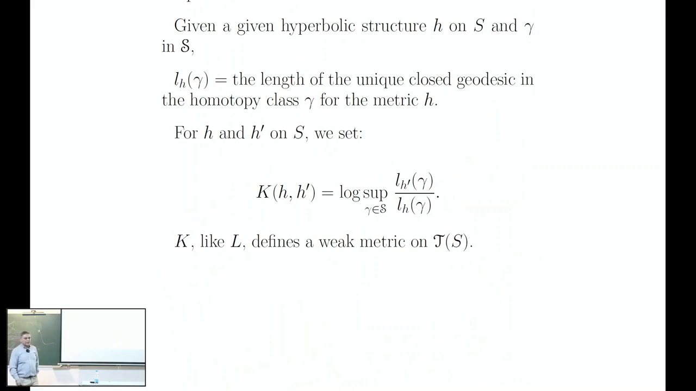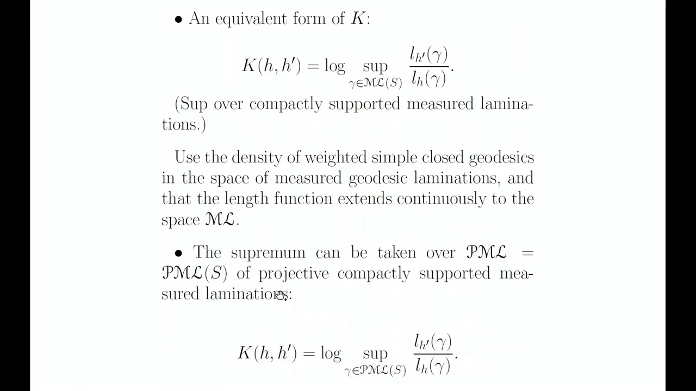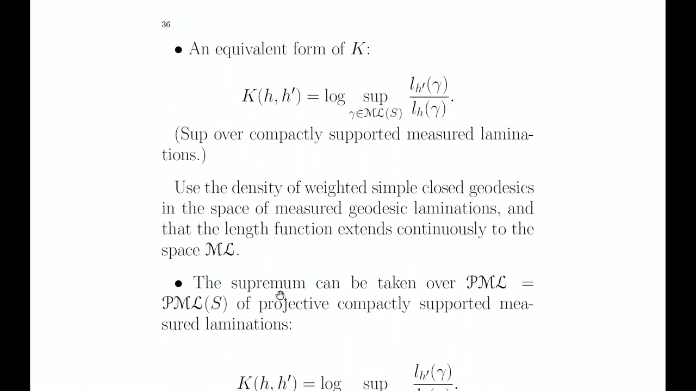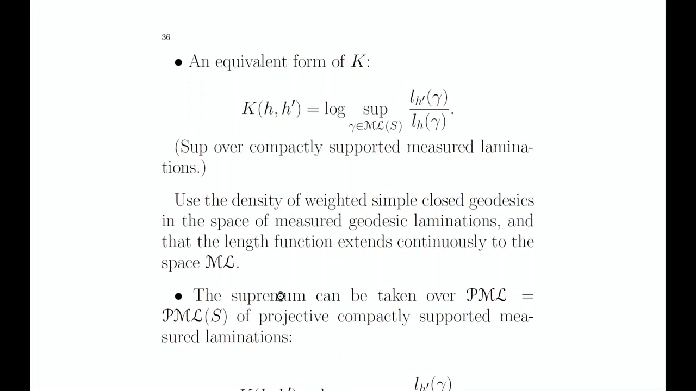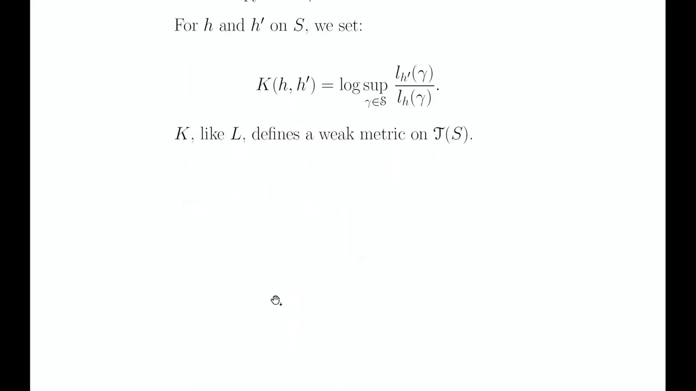There's a theorem, in fact, by Thurston, which he proves in this paper, saying that this function K coincides with the Thurston distance L. I said just part of this, that it defines a metric, but also K is equal to L. This is the second form of Thurston metric.